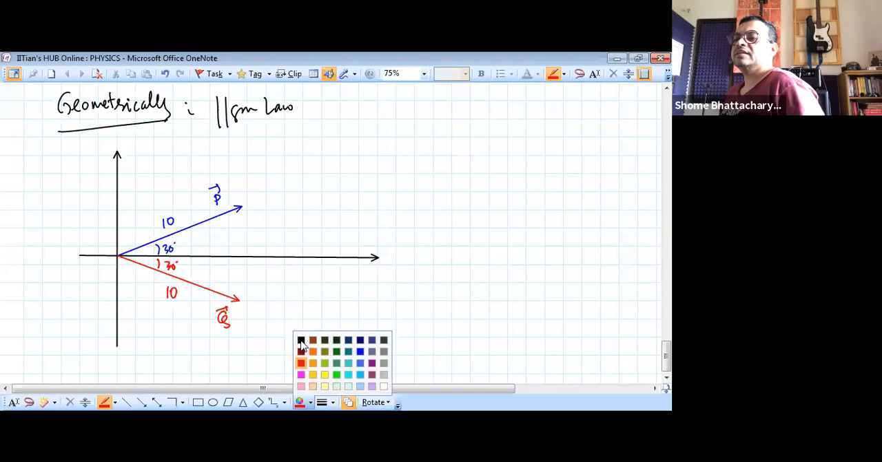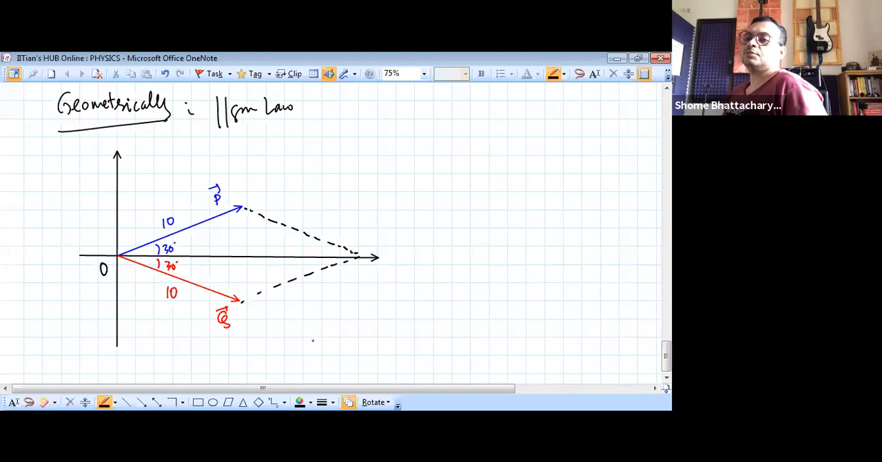So now you can see that this is the common origin from which you draw P and Q. If you just draw parallel sides, this one is parallel to Q, this one is parallel to P. This is your vector parallelogram. So now what do I have to find? P minus Q. So what will that be? It will be the secondary diagonal, and see, it's P minus Q.